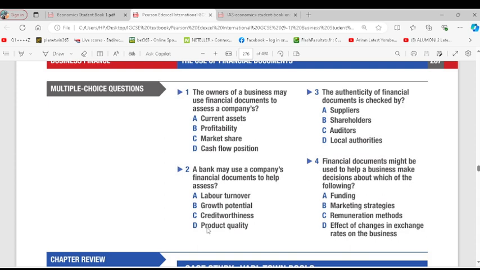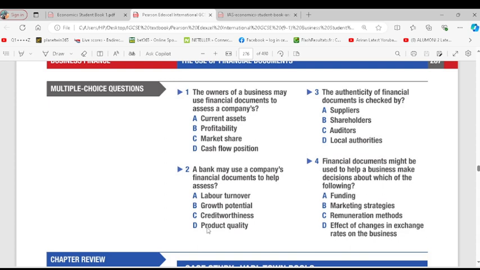So financial information can't be kept away from the public, especially if you are a public limited company, because the public are the ones that have invested into the business. They are the shareholders. Is it clear now? So can we go to the multiple choice questions now? All right, question 1.